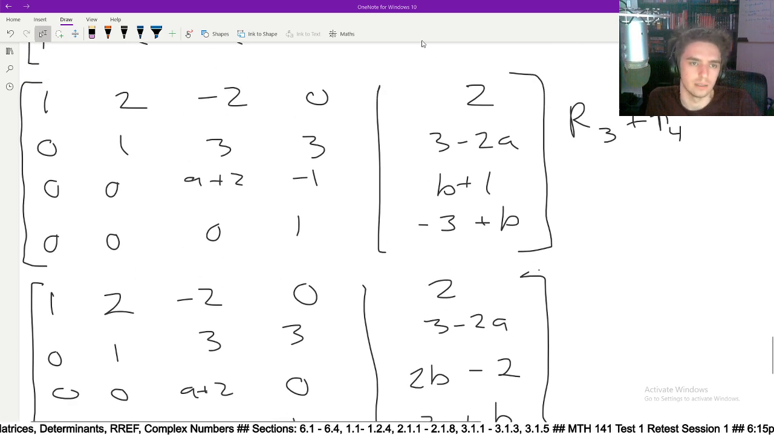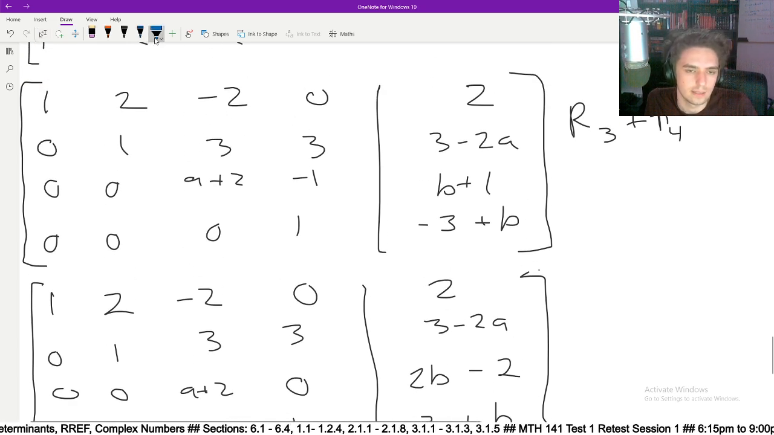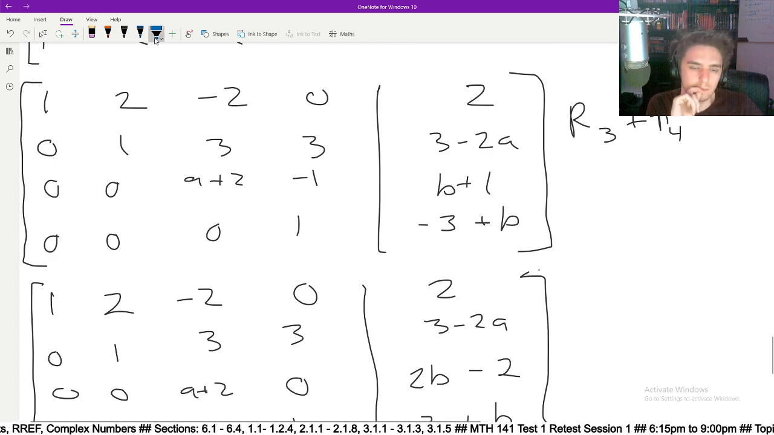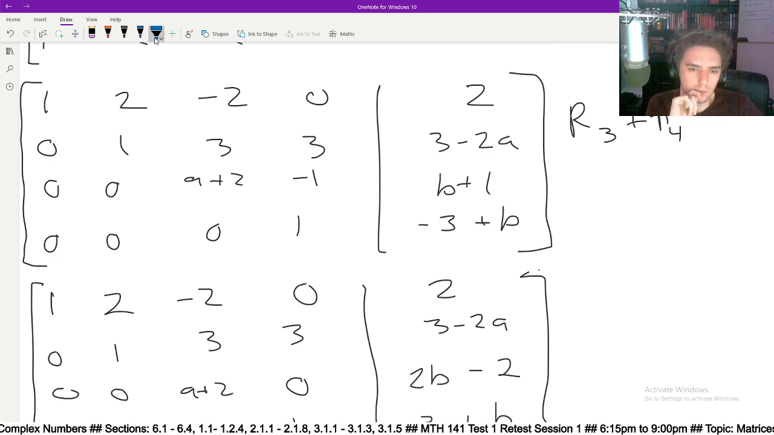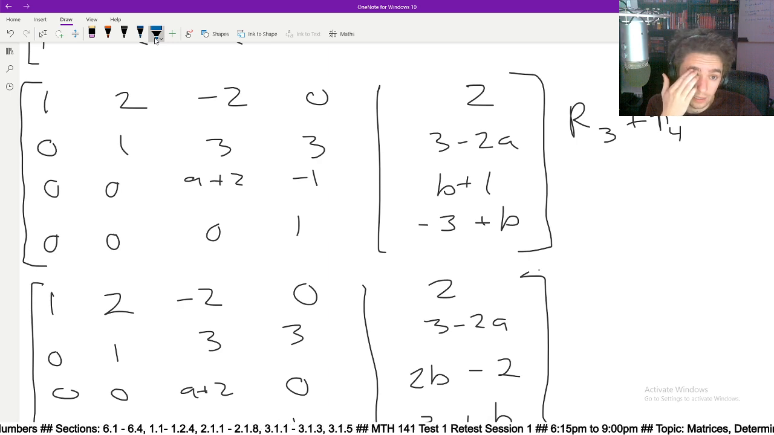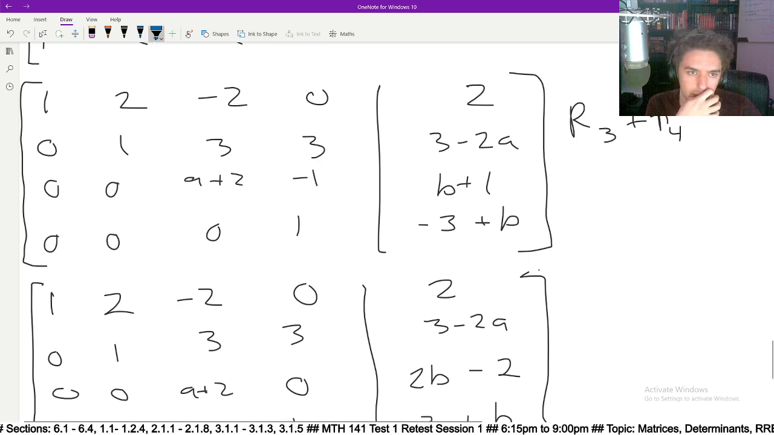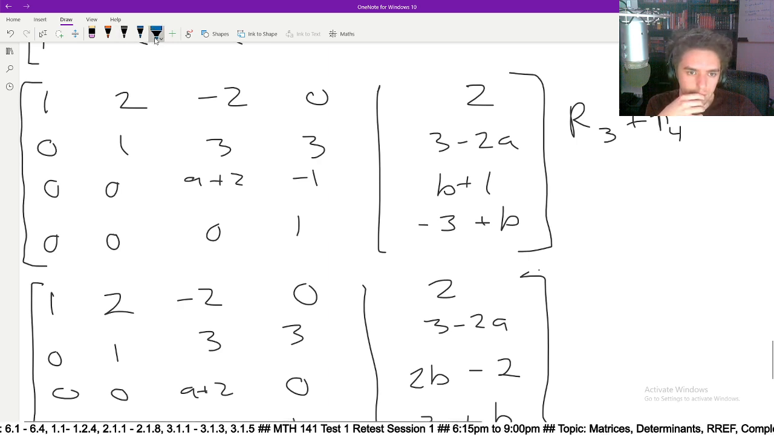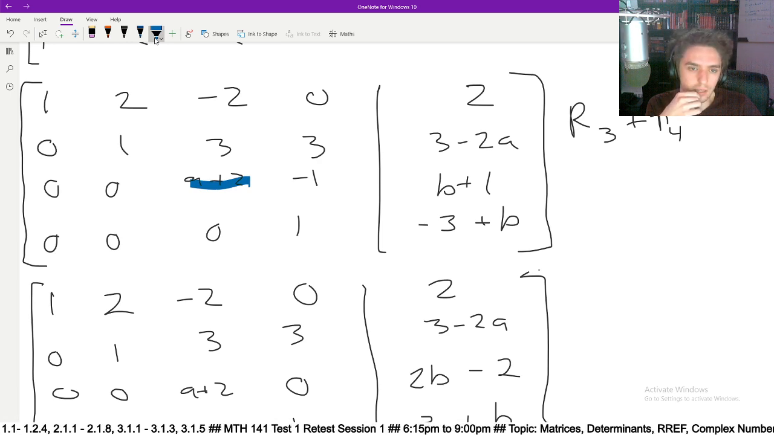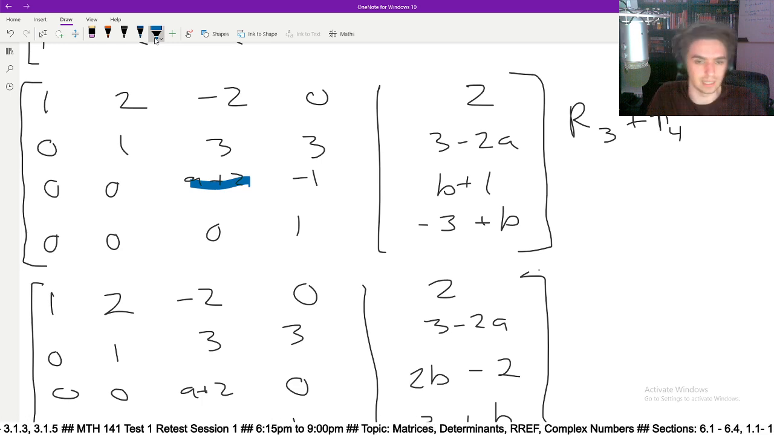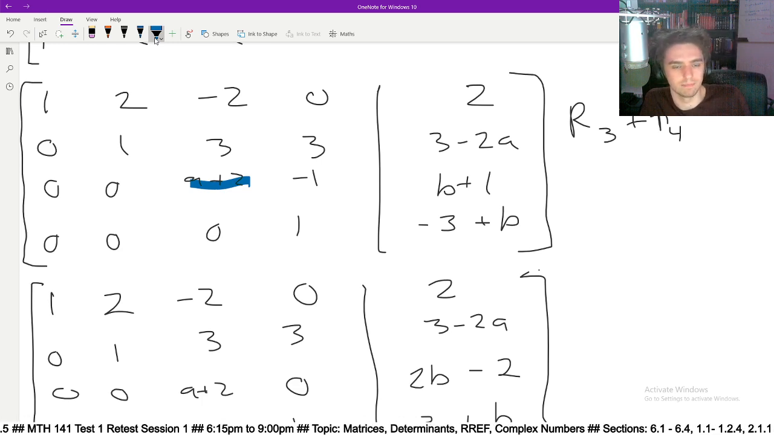Yeah. So, okay, think about that for a second. Yeah, so right here, if we look at this term, if a is negative 2, then this will turn into 0, and we'll have a column without a leading coefficient, or a leading entry.